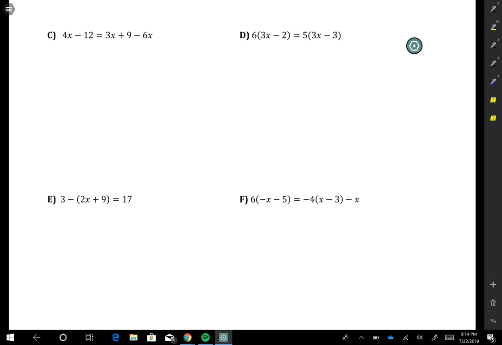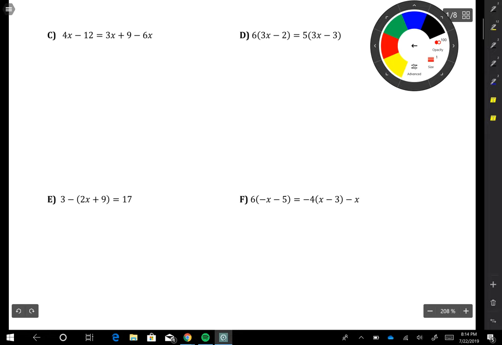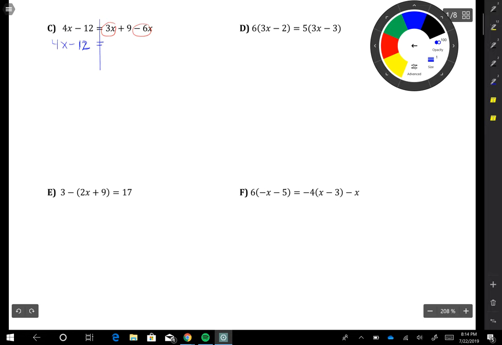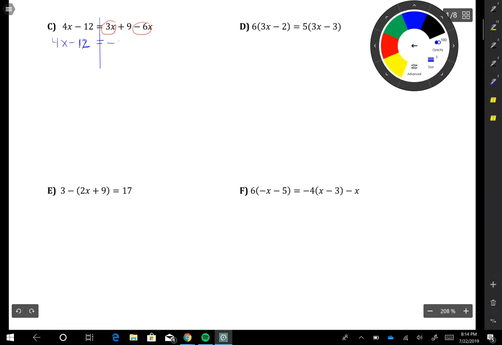I have 4x minus 12 equals 3x plus 9 minus 6x. One thing I noticed in this one, which I have not had in any other examples, is that I have this 3x and this negative 6x on the same side of the equal sign, which means they can be combined just as is, because I'm not trying to get rid of anything. I'm just simplifying. So I'm going to keep this 4x minus 12 on the left side, and I'm going to combine that 3x and negative 6x. So 3x plus a negative 6x actually gives us a negative 3x plus 9.